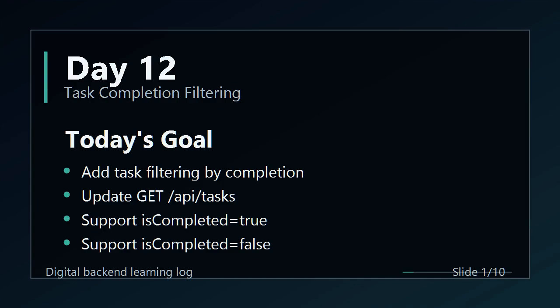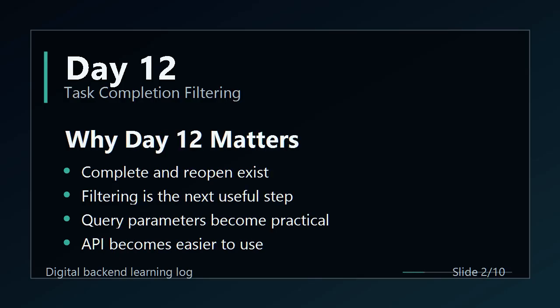Day 12 adds task filtering by completion status. The Get Tasks endpoint will optionally support isCompleted=true and isCompleted=false. The Task API can now complete and reopen tasks. The next useful backend step is filtering tasks by completion state. This also teaches practical query parameters.